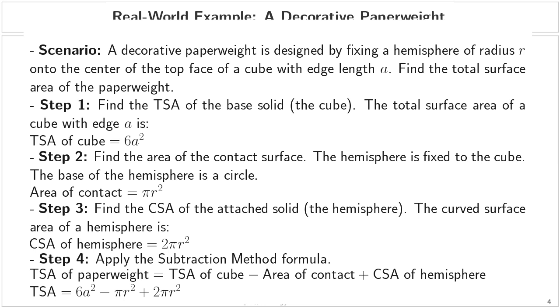When we plug in our values, the equation looks like this. The total surface area equals 6 a squared minus pi r squared plus 2 pi r squared. Now, let's move to the next slide to see how we can simplify this expression into a final, clean formula.